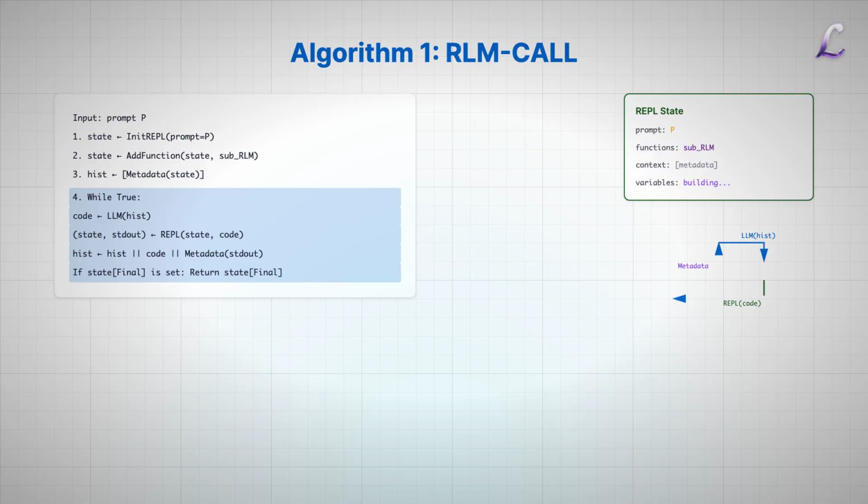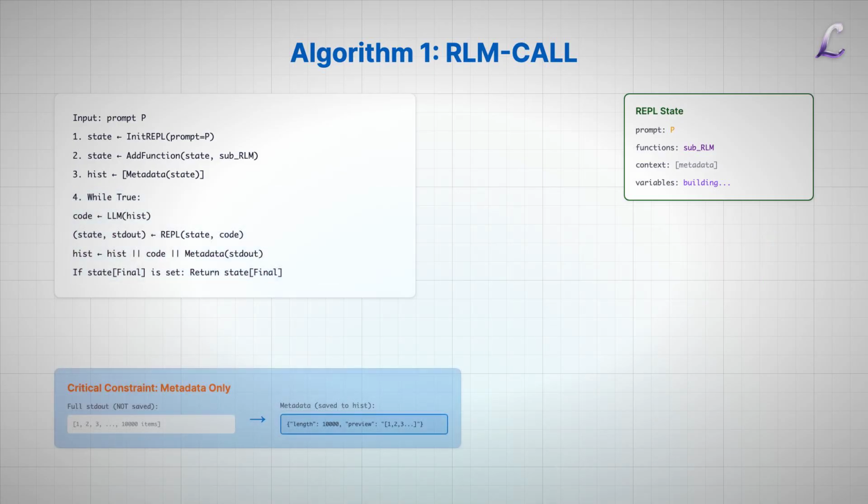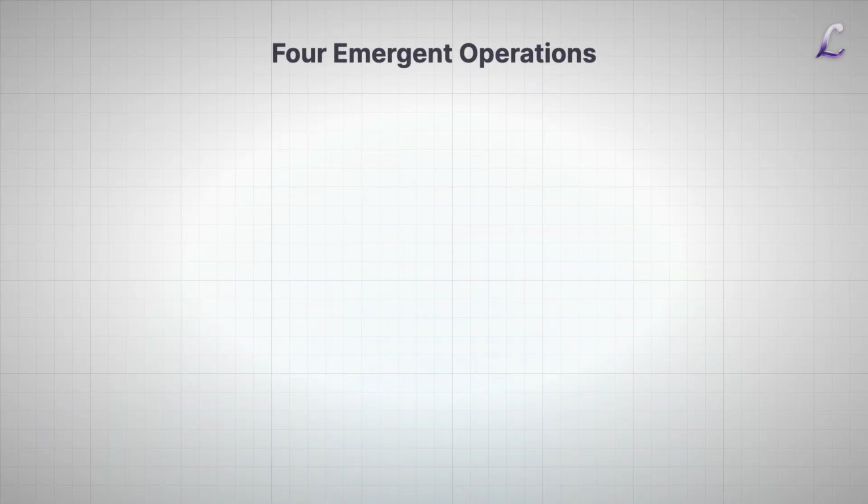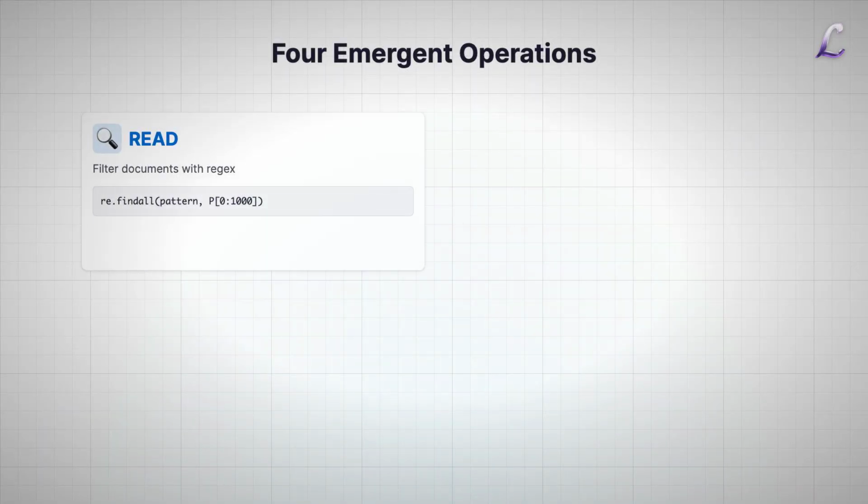Only the metadata about the output, like its length or a snippet, goes back into the history. We never flood the context window with the full result. The model builds its answer in variables, iteration by iteration, until it sets a final variable. This decouples the input size from the context window size, allowing the model to perform O(N squared) work via loops and recursion. We don't hard-code these behaviors. They emerge naturally from the interface.